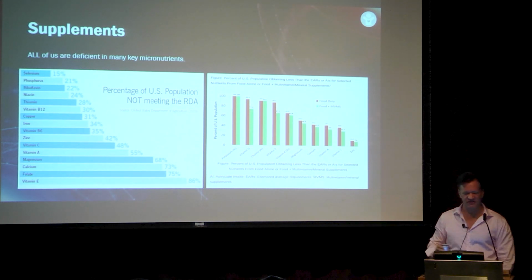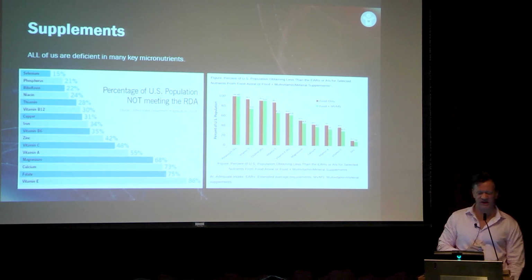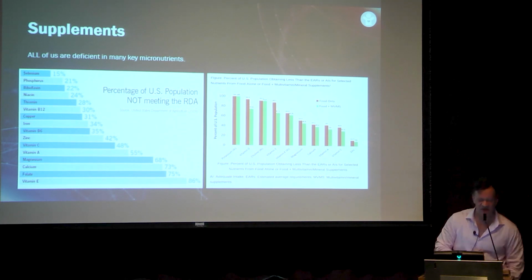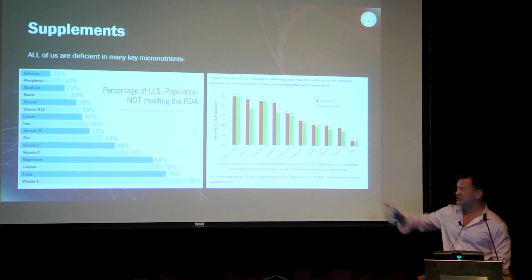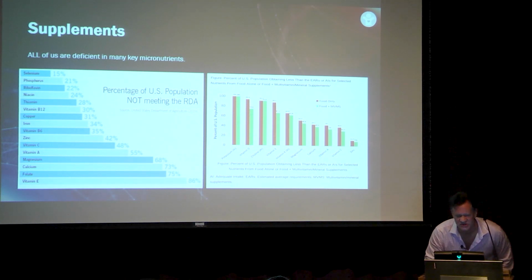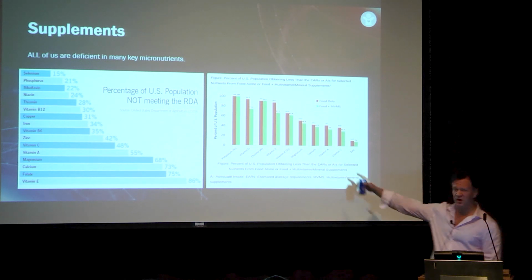Really interesting chart on the left. This is the percentage of the US population not meeting the recommended daily allowance. Starting from the bottom, vitamin E, 86%. Folate, 75%. Calcium, 73%. I'll skip to the chart on the right. This is really interesting. This is the percentage of the US population obtaining less than the adequate intake for selected nutrients from food alone. Food alone is the red bars.